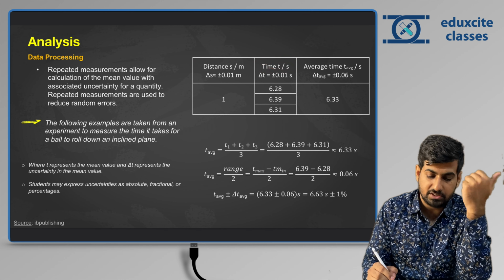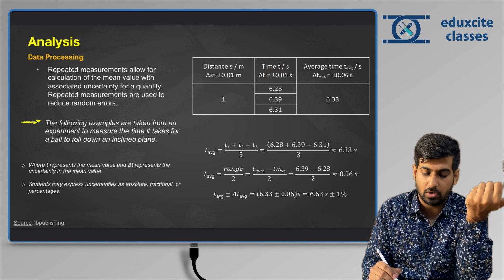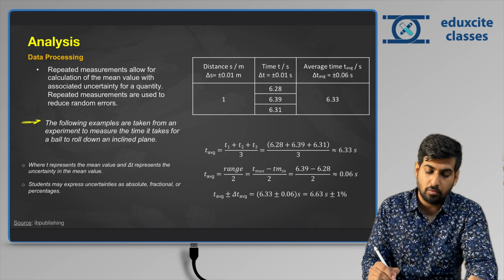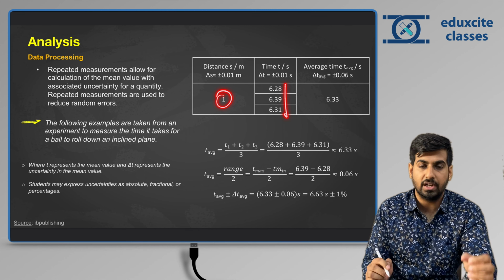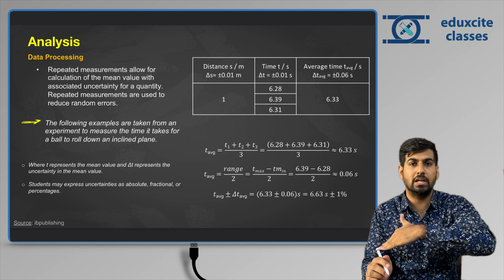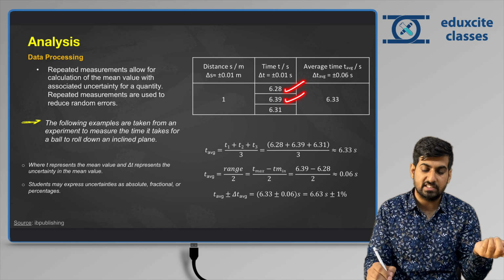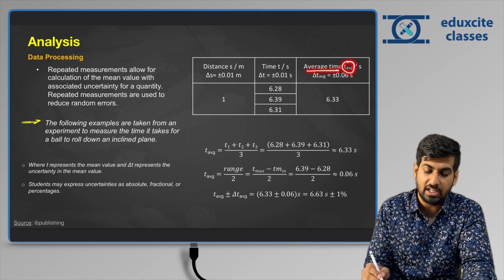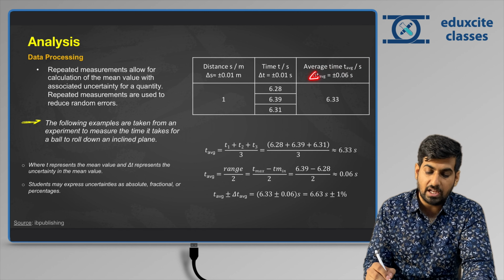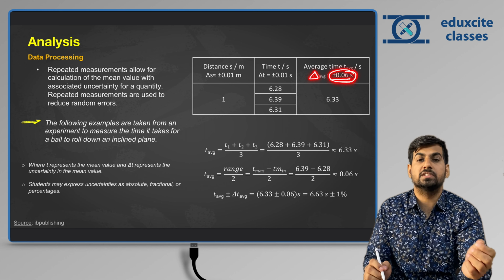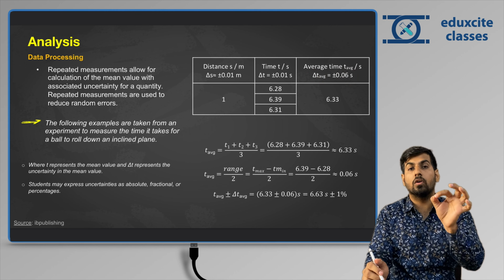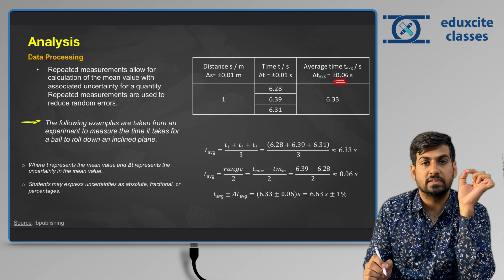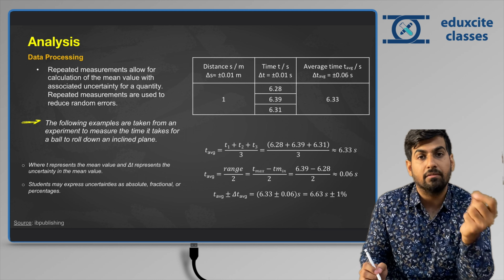For time taken, we measure with a stopwatch, or whatever you are using, and plus or minus 0.01 second is the uncertainty. You measure 3 data points for 1 meter, the time taken for the ball to roll down the inclined plane: you get 6.28 seconds, 6.39, 6.31. Now the mean, this is the average time denoted by T average, again in seconds. Now T average is 6.33 plus or minus 0.06 second. This is where you have to pay attention. How will you write this? The uncertainty in the average value.